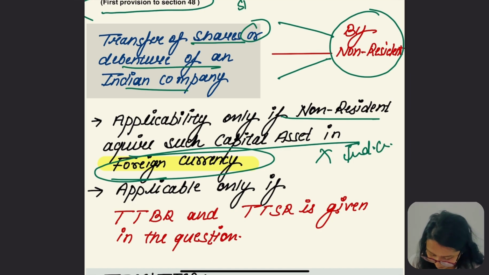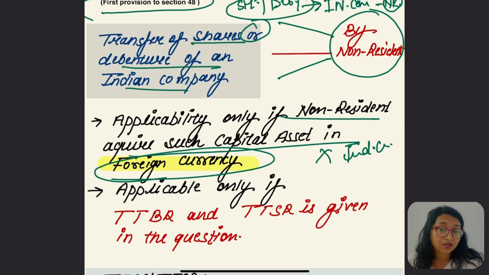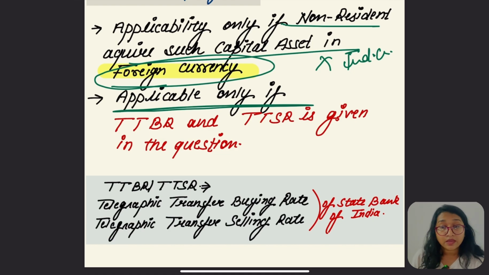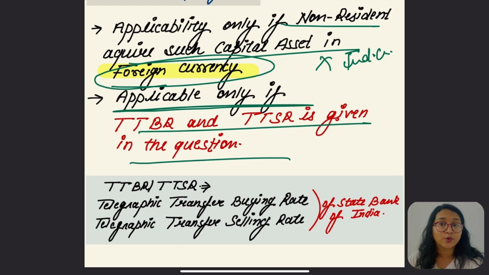Transfer of share, transfer of debenture, of whom? Of the Indian company, by whom? By the non-resident. But in that transaction the non-resident should acquire that capital asset only in foreign currency, not in Indian currency. And one more point, this is only going to be applicable if TTBR and TTSR are given in the question. Otherwise this point is not going to be applicable. First of all, the transfer of capital asset should be in foreign currency, not in Indian currency. Then TTBR and TTSR should be given in the question.